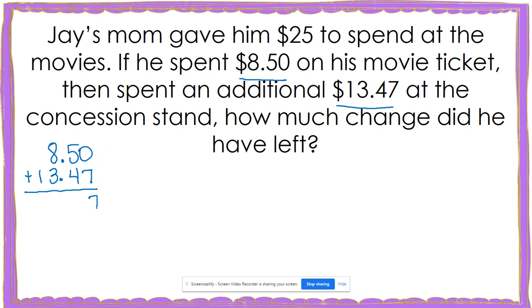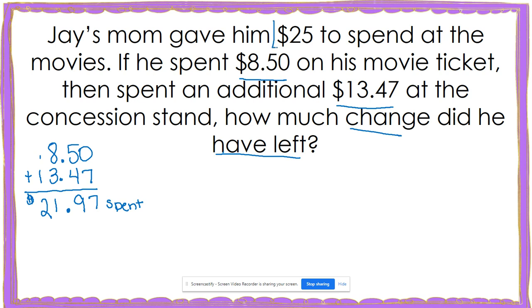So $8.50 plus $13.47, and I need to be careful to line up my decimals. 0 plus 7 is 7. 5 plus 4 is 9. I'm going to bring down my decimal. 8 plus 3 is 11, so I carry my 1. And 1 plus 1 is 2. So this means that Jay spent $21.97.